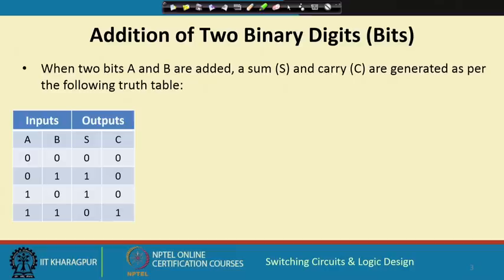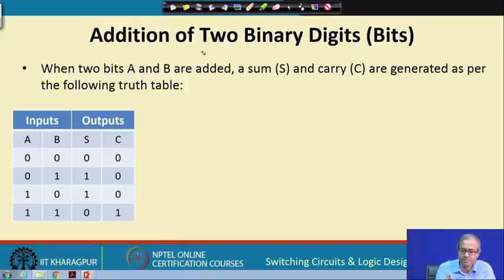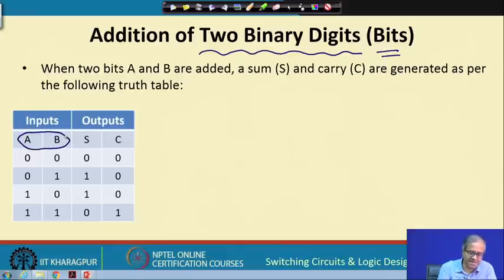Let us see. First we take a very simple sub problem, addition of two binary digits or bits. This is the truth table. So, I have two input bits A and B. So, I am adding them, I get a sum, I get a carry.